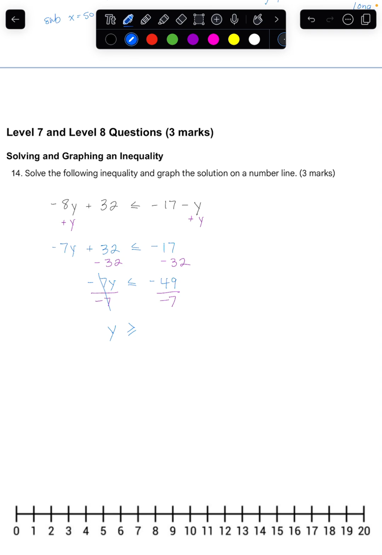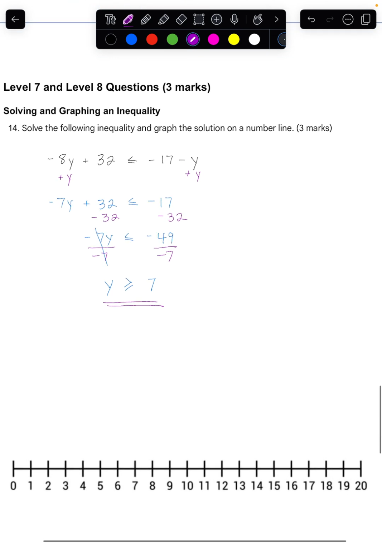And we'll finish it off with the division of negative 49 divided by negative 7, which is, let's see, a negative divided by a negative gives us a positive. And 49 divided by 7 is just 7. So y is greater than or equal to 7 is our final answer. Well, a greater than or equal sign, that is a closed circle. We'll draw a closed circle above 7, just like that. And then y is greater than or equal to 7, so we'll draw an arrow in the greater than 7 direction. And that's our final answer.